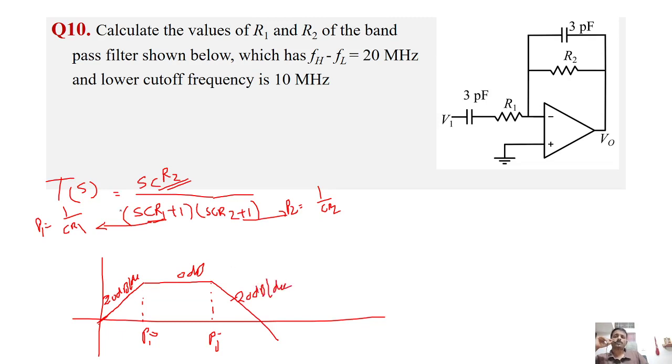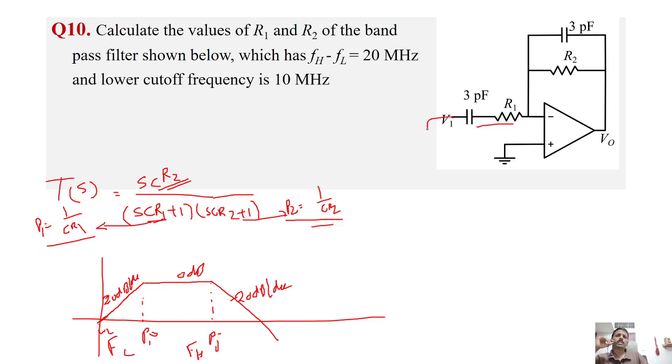We need to determine which one, whether P1 or P2, is the lower cutoff frequency. So Pi is actually FL, and Pj is FH. In angular frequency, it is omega L and omega H. We need to determine which term, whether it's R1C or R2C, creates the lower and higher cutoff frequency. For that we need to analyze this circuit.